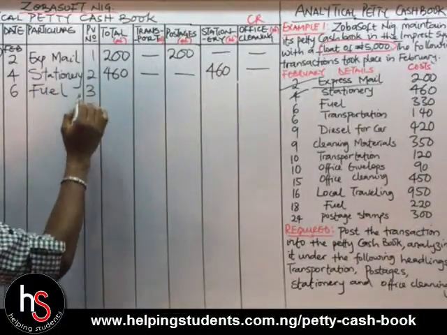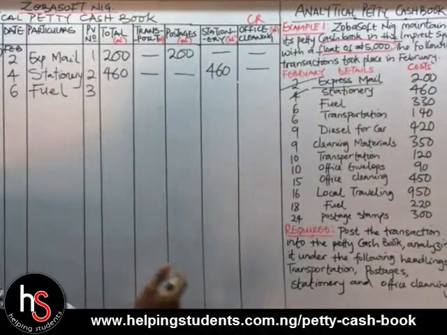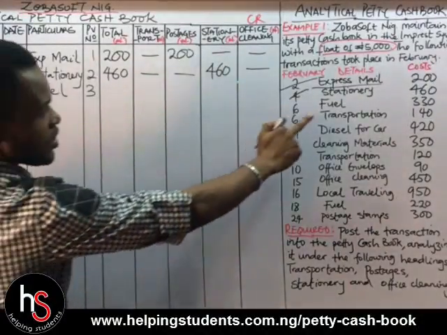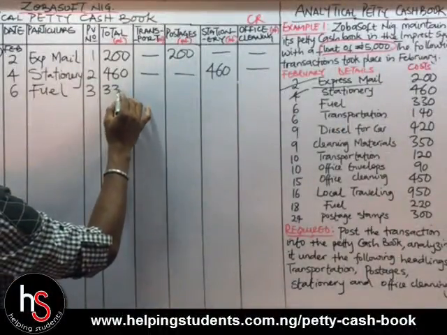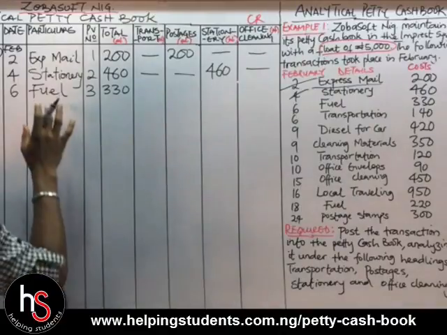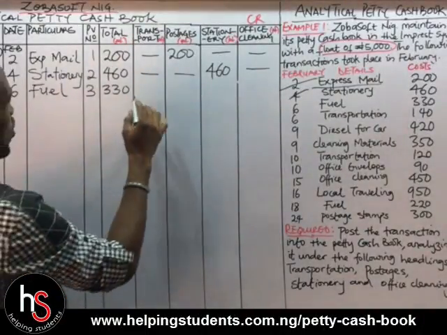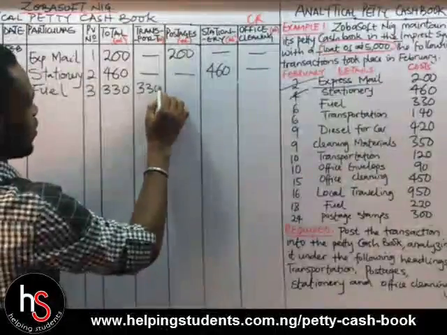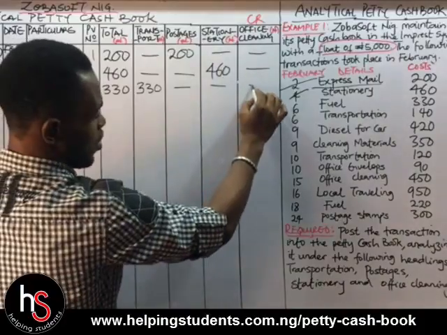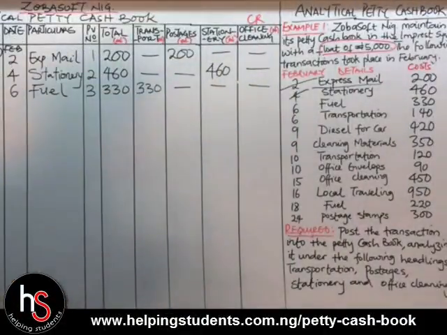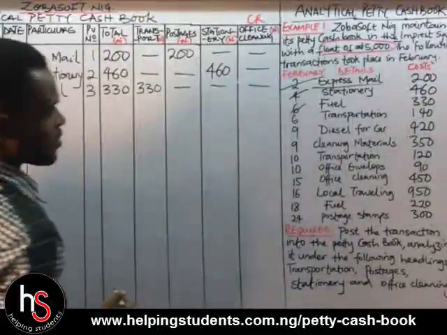PV number will be 3 because it is the third transaction we are recording under the credit side. So how much is it for fuel? 330. So total we have 330. Okay? Fuel. Does fuel have anything to do with transportation? Yes. So we record 330 here. Under postages, no entry. Stationery, no entry. Office cleaning, no entry.